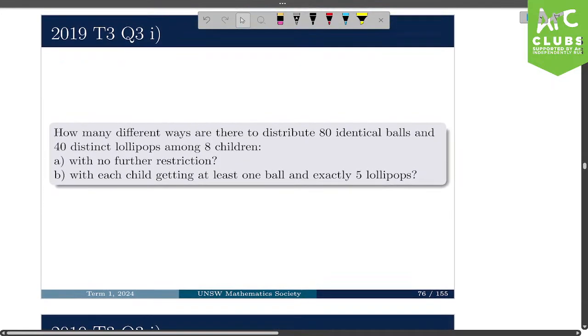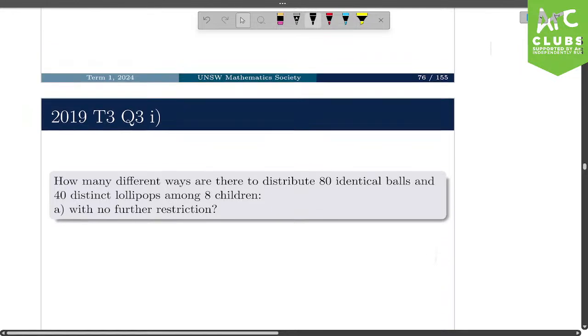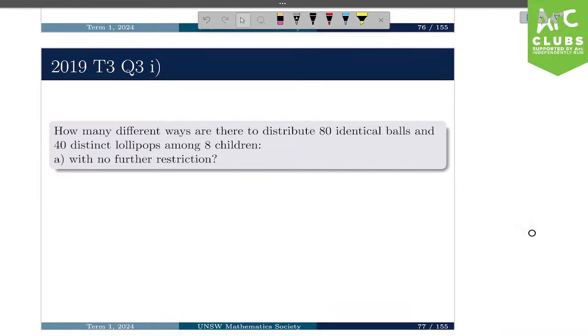Now on to combinatorics. When you think of combinatorics, these types of questions are usually what you think of. Here we have 2019 term 3 Q3 part I. How many different ways are there to distribute 80 identical balls and 40 distinct lollipops among 8 children? There are 2 parts. We'll just look at part A for now, which is with no further restrictions. Before we go any further, we note some very specific words: the balls are identical and the lollipops are distinct. Just remember this going forward.